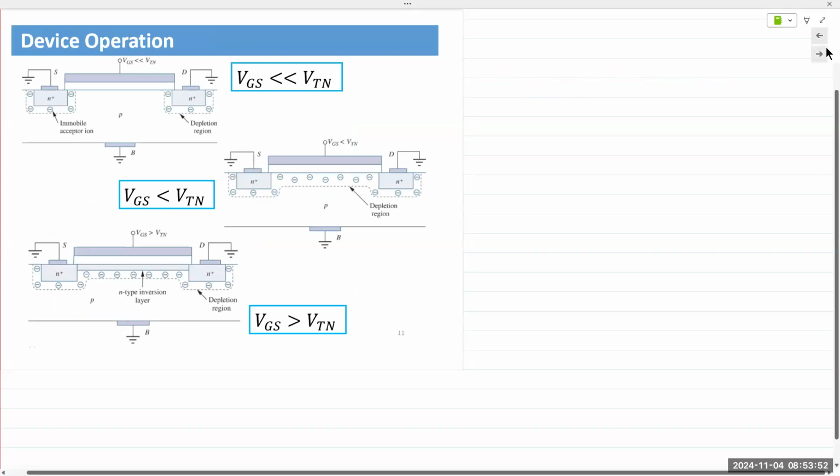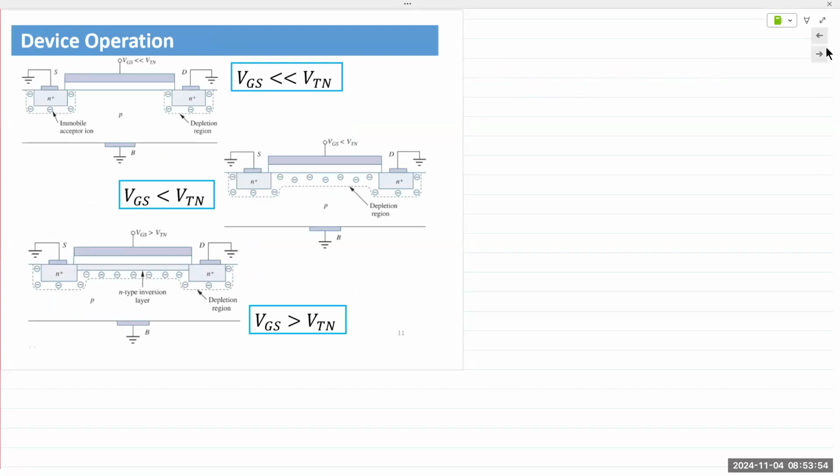So VGS is far less than the threshold voltage. Then all we have is basically depletion regions between the N- and P-type material, right? So there are depletion regions right here. The device is currently off. There's no channel that exists for current flow.